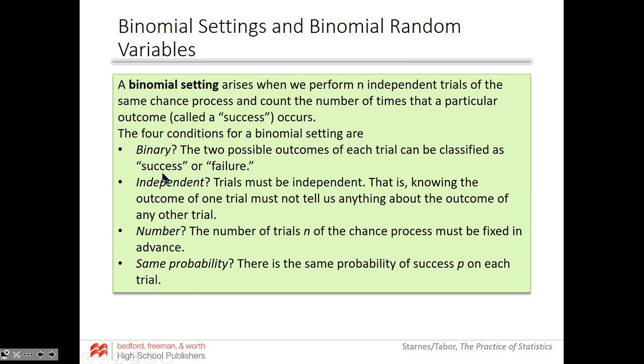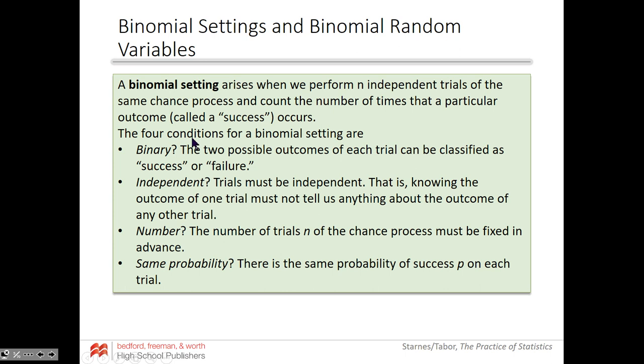So a binomial setting arises when we perform n independent trials of the same chance process. In other words, your responses to the pop quiz you just took, whether you got each question right or wrong, were independent of one another. So if you got the first question wrong, that didn't necessarily affect whether you got the second question right or wrong. And then we count the number of times that a particular outcome, which we're going to call a success, occurs. In other words, we counted how many questions you got, quote unquote, correct on your multiple choice quiz.